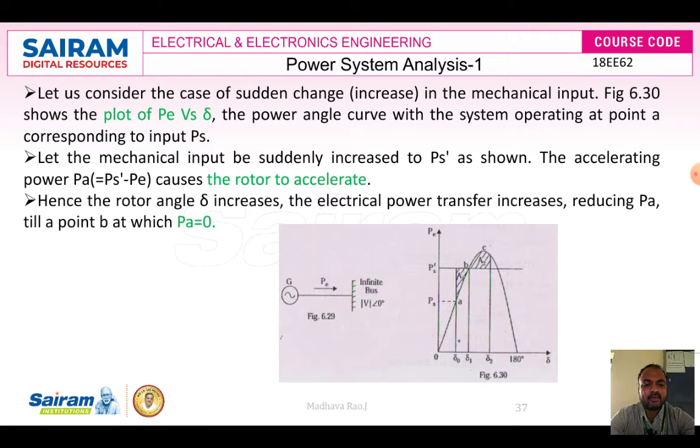You can see in this graph that delta increases and the electrical power transfer increases, and PA is reduced till PA equals 0. So we can conclude here that when the mechanical power suddenly increases, the generator accelerates and the electrical power transfer increases. That is one main condition here.